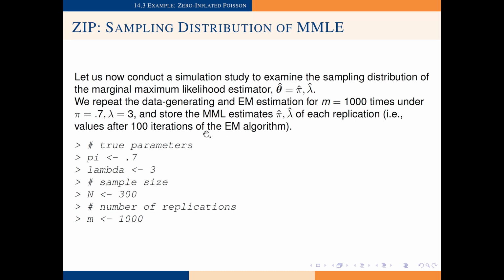We store the MML estimates, which is essentially the results of the last iteration, pi hat and lambda hat, of each replication. So here's our setting. The true pi is 0.7, true lambda is 3. Our sample size in each replication n is 300, and our number of replications is 1,000.